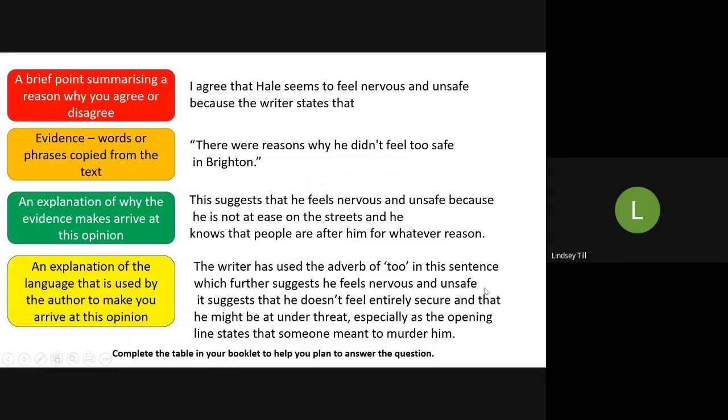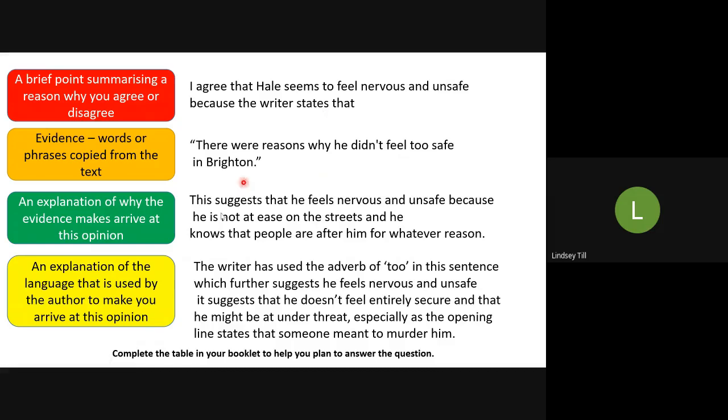It suggests that he doesn't feel entirely secure and that he might be under threat, especially as the opening line states that someone meant to murder him. For grade 7 to 9, you might want to explore that further and examine that quote, really pulling it apart. Okay, so for a higher grade, really examine it. You might want to explore alternative interpretations within that piece of evidence that you've got there. But for the grade 7 to 9, it's examine, examine, examine, pull it apart.